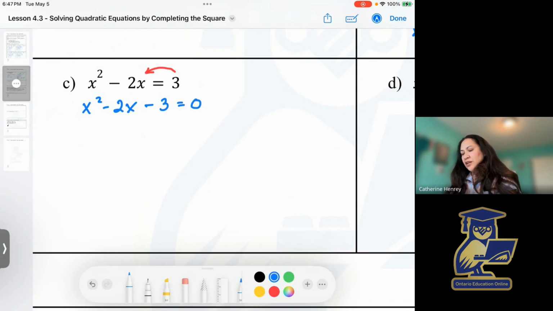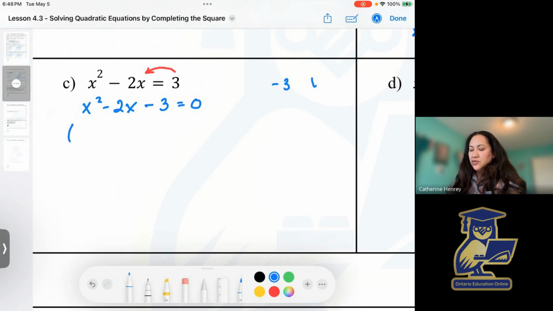Now we take a look at our c value and our b value. First, can we factor it? If you think of the factors of negative 3, and then two numbers that multiply to give you negative 3, but add to give you negative 2. One thing I can think of here would be negative 3 and positive 1. And negative 3 plus 1 will give me negative 2. That's the coefficient of the middle term. So this one was easily factored.